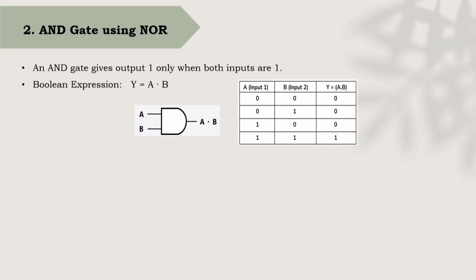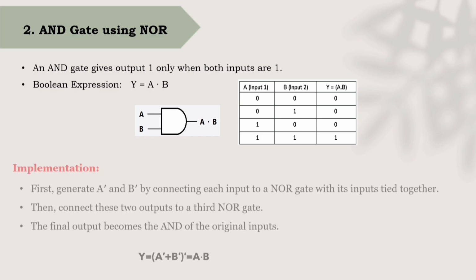The next gate is the AND gate. We know the Boolean expression for the AND gate, that is y equals A dot B. Based on the truth table, the output of the AND gate is always high whenever the inputs of the AND gate are high. Based on the De Morgan alternate form, we can directly say that A dot B is always equal to (A bar plus B bar) whole bar.